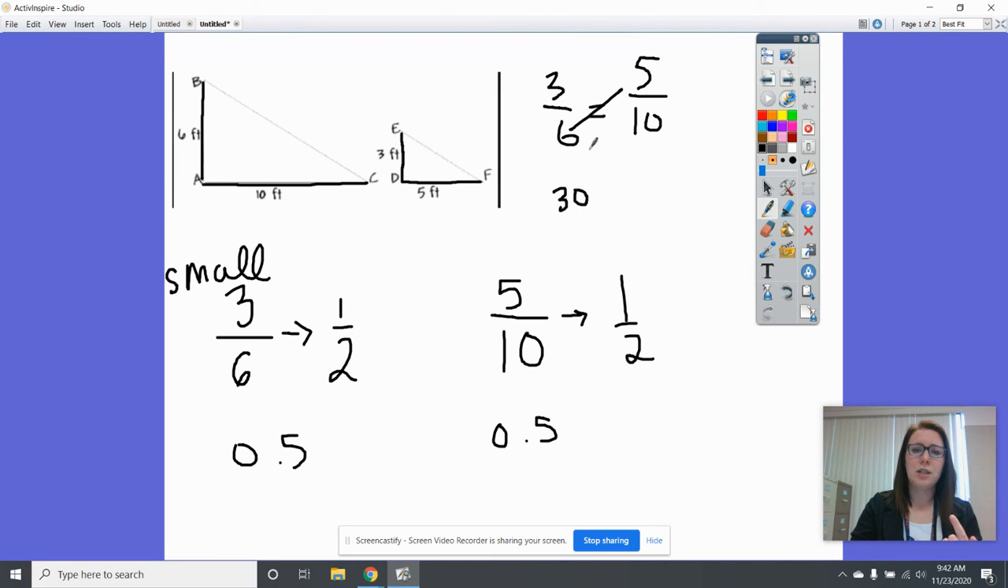Multiply, and that's 30. Multiply, and that's 30. Because they multiplied to the same thing, yes, they're proportional. So that's deciding if two triangles or shapes are or are not similar. We set up fractions, and then we decide, are those two fractions proportional?